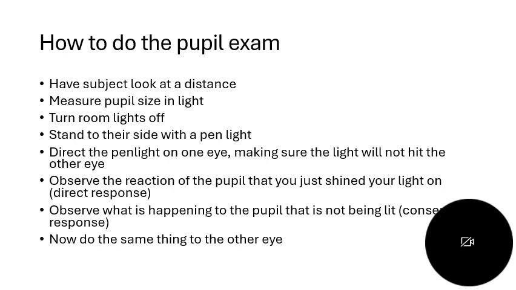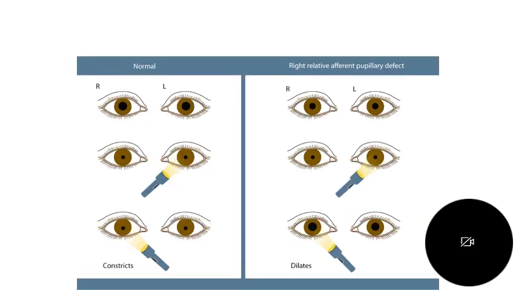Now, repeat this process by shining a light on the second eye. Is it constricting or dilating? And while you are shining a light on the second eye, what is happening to the first eye? Is it constricting or dilating? This is a diagram that will better help illustrate the principles I am discussing. Look on the left-hand side. That is a normal response to light shining on the pupils.